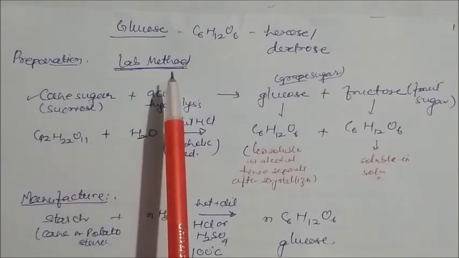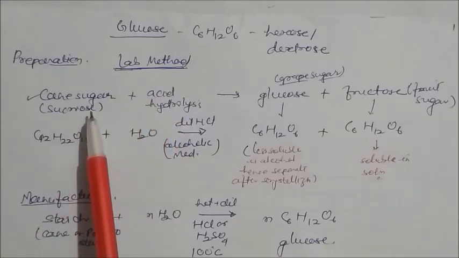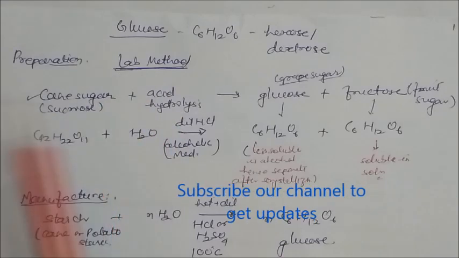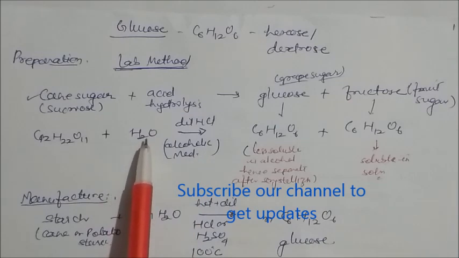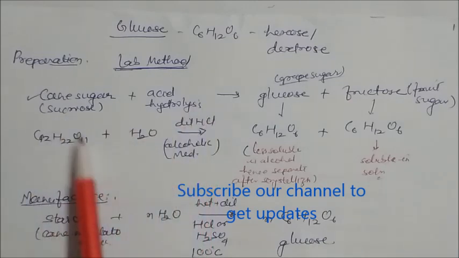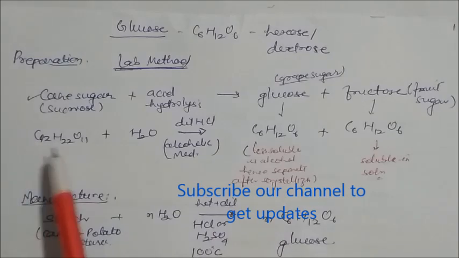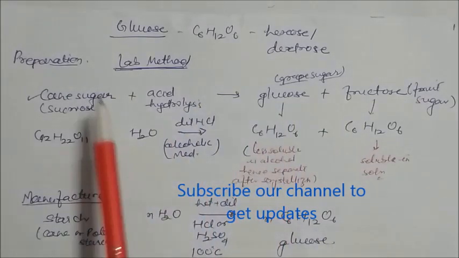Preparation one is the lab method and the second is manufacture. In the lab method we use cane sugar, which is generally made up of sucrose mostly. Under acid hydrolysis, that is, in the presence of water and dilute HCl, it reacts with the sucrose. This is the formula of sucrose. It will give you glucose plus fructose. These two different products are given by the cane sugar.